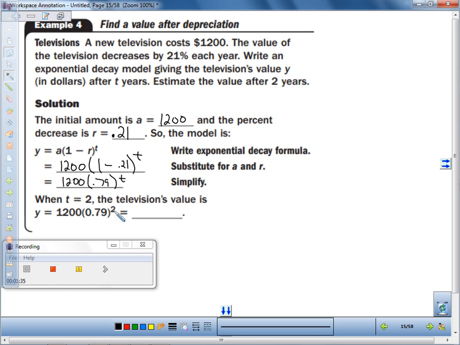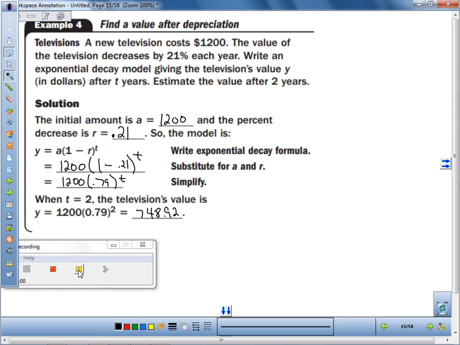Alright, and so then that would be our equation here. Now if we put in 2 for t, basically we can plug this in, square this, and then multiply times this, we end up with $748.92. So after 2 years, our TV's approximately worth $750. Now that's if it decreases by 21%.